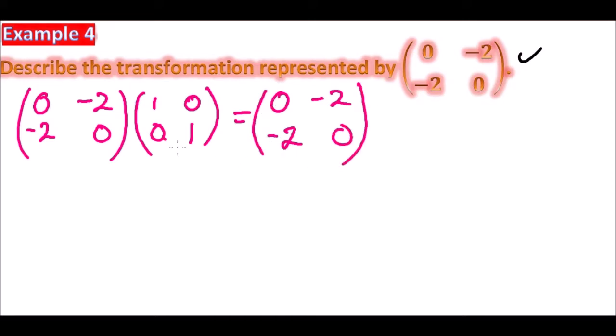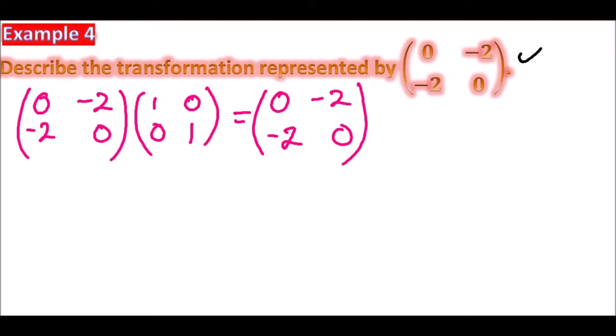I hope you understand. So we are multiplying 0 times 1 is 0, minus 2 times 0 is 0. So 0 plus 0 gets 0. And then 0 times 0 is 0. Minus 2 times 1 is minus 2. So 0 plus minus 2 gives us minus 2. Minus 2 times 1 is minus 2. 0 times 0 is 0. So minus 2 plus 0 gives us minus 2. Minus 2 times 0 is 0. 0 times 1 is 0. So when you add 0 plus 0, it gives you 0.